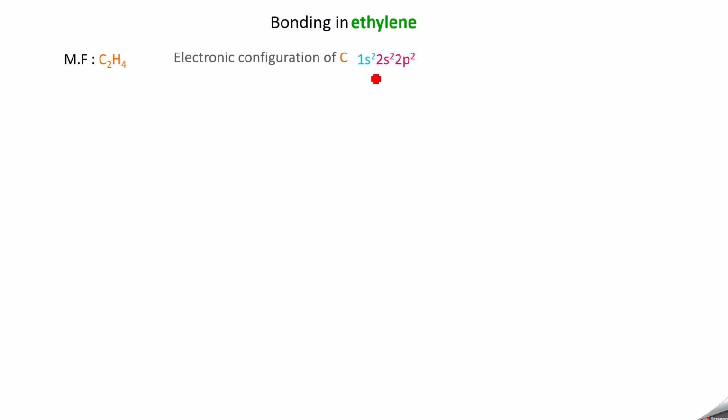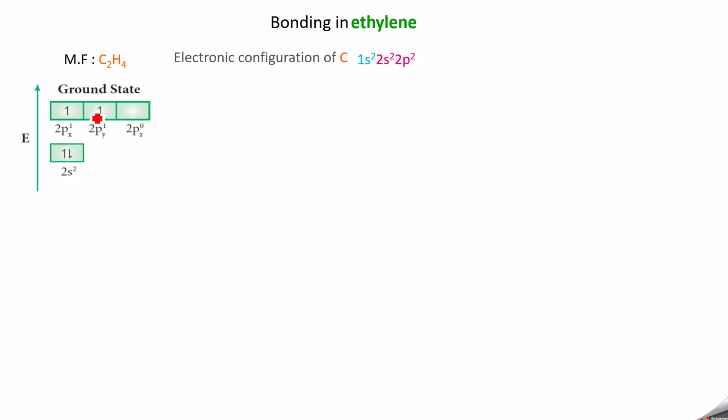Next we will go to the bonding in ethylene. The molecular formula of ethylene is C2H4, and you have 2 carbon atoms. Here you take the electronic configuration of carbon. Carbon has atomic number 6, so 1s2, 2s2, 2p2. So you can write the ground state configuration like this. In the s orbital 2 electrons, in the p orbital 2 electrons, one in px and one in py. So this is the ground state configuration.